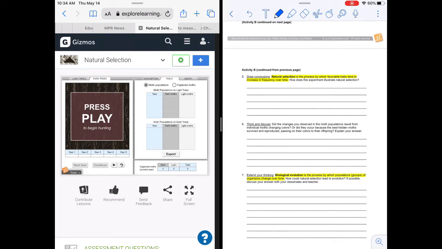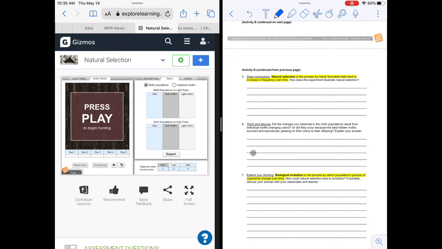How did this experiment illustrate natural selection? So how did this experiment show you how the favorable traits became more frequent? You're going to think about how what we did with the moths, where you were pretending to be a bird, showed you the good traits, the ones that help them camouflage. How did it show that becoming more common in the population of moths?